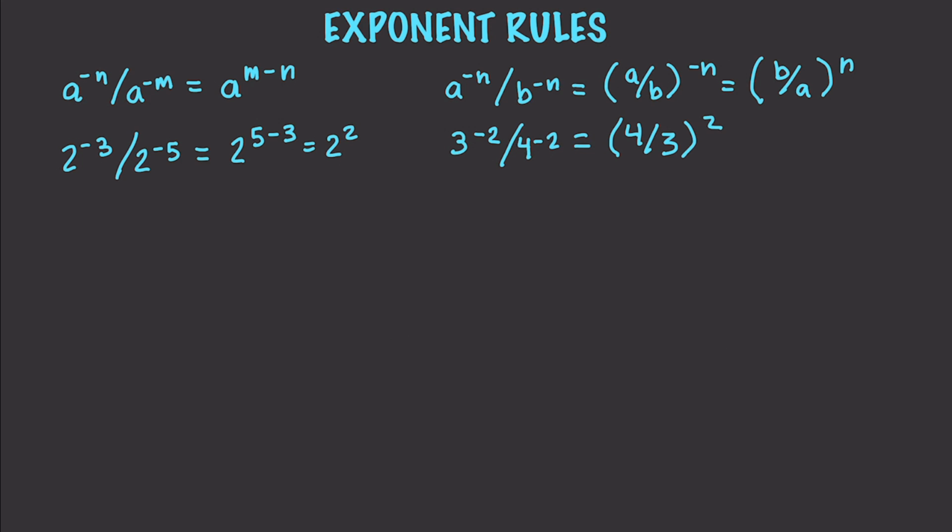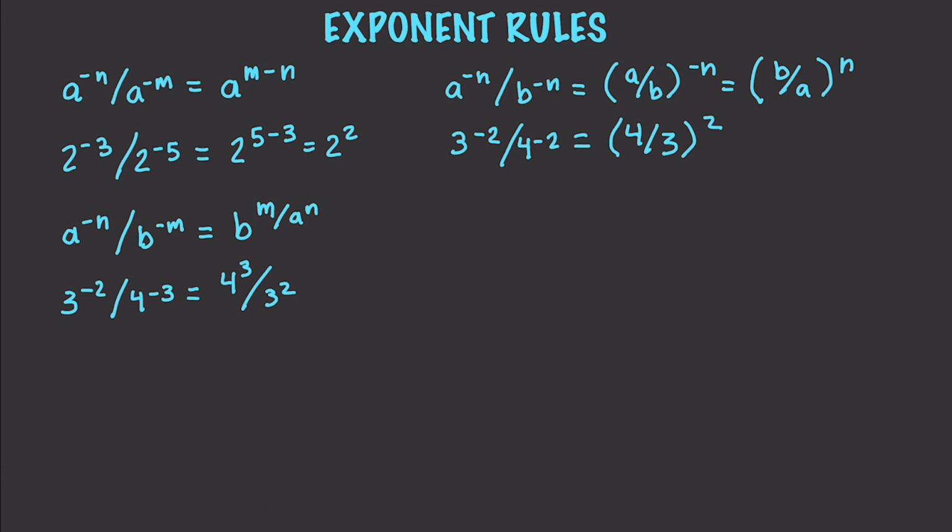Bases and exponents are different. So in this situation, we have a^(-n) divided by b^(-m), and this would be solved by taking b^m divided by a^n. Let's see an example. So we have 3 to the negative 2 divided by 4 to the negative 3. This would end up being equal to 4 to the third divided by 3 squared.